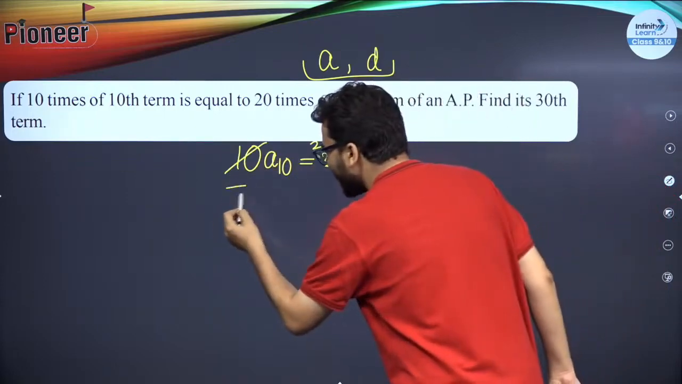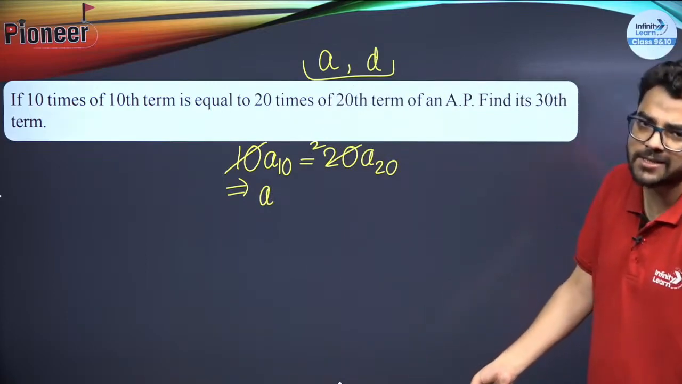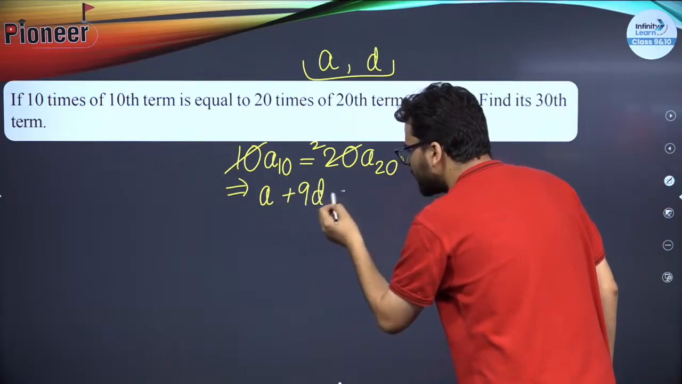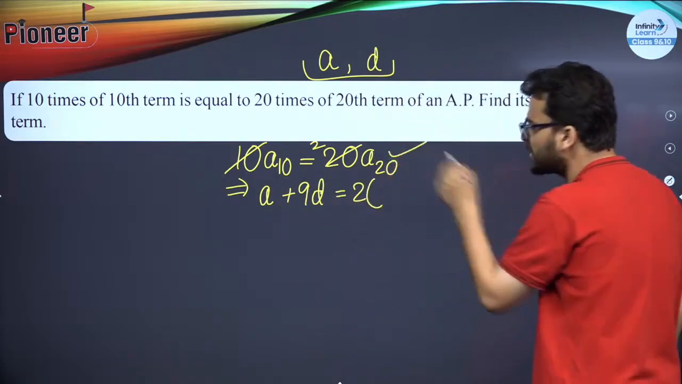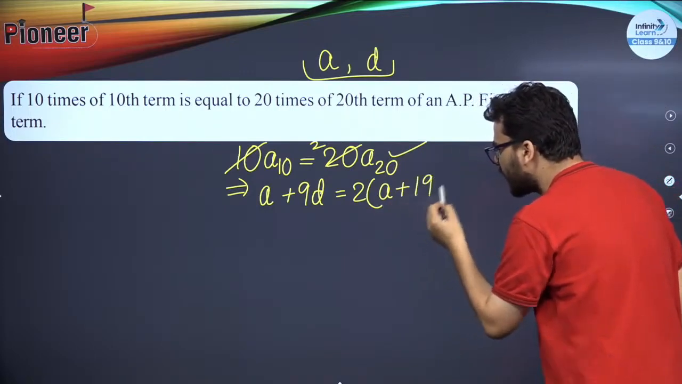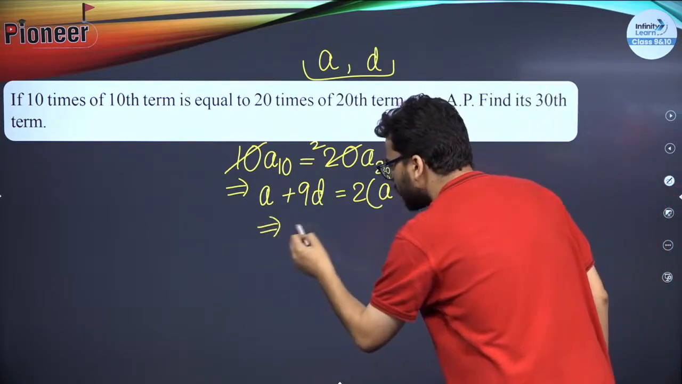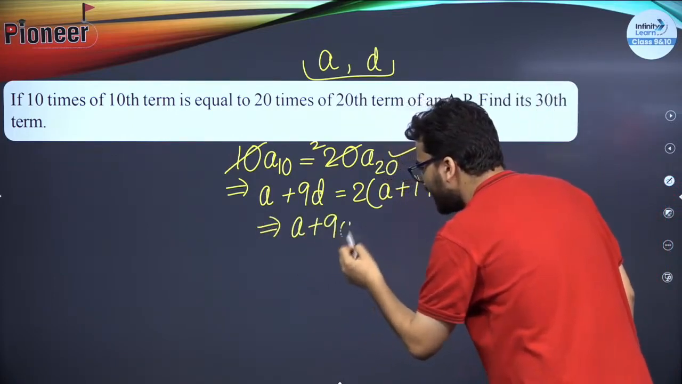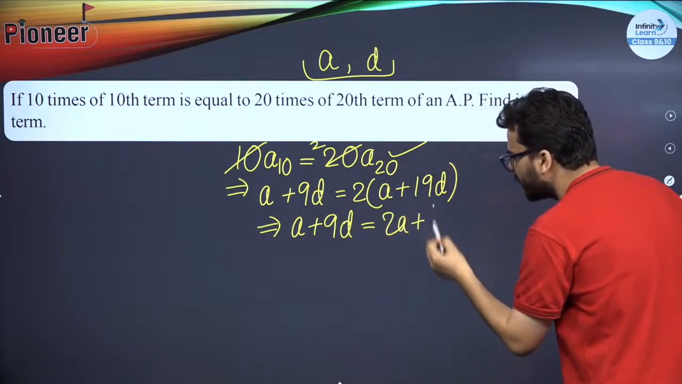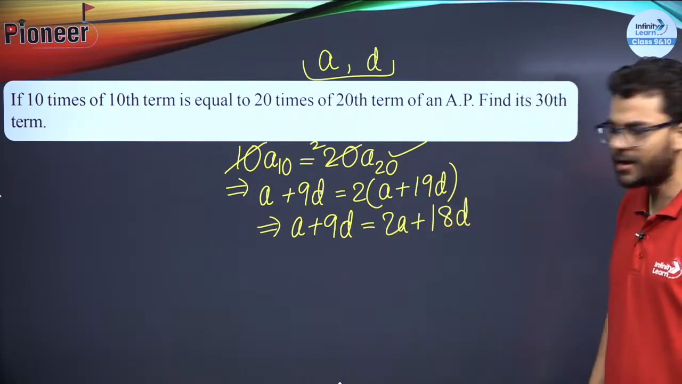Now what is A10, guys? It will be A plus n minus 1 into D. So A plus 10 minus 1 into D. So I can say it is A plus 9D over here. Now this will be what? This will be A plus 20 minus 1 into D. So I can say it is A plus 19D over here. You can simplify it further. So what will I get? I'll get A plus 9D, and that is equal to 2A plus 9 2s are 18D. Right? 9 2s are 18D over here. I hope this thing is clear up till here.